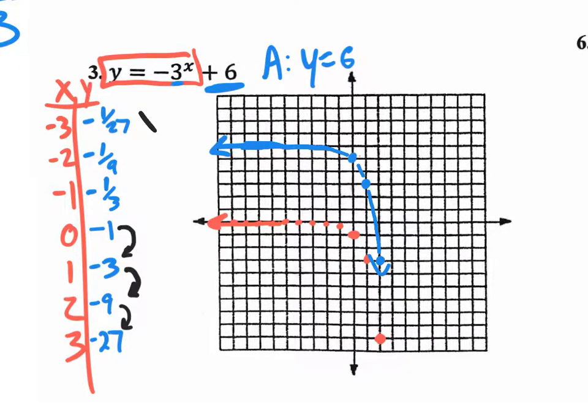State everything you can. Your domain, x values are all real numbers. Your range is y is what? Less than? Greater than? Less than 6. Less than 6? Yes. Because if your asymptote is right here at 6, your whole blue graph is below y equals 6, so y is less than 6.